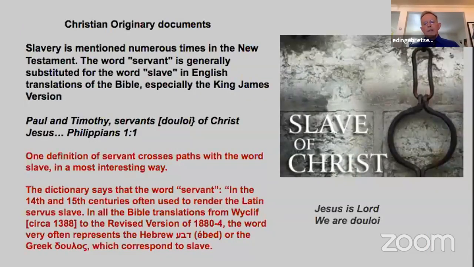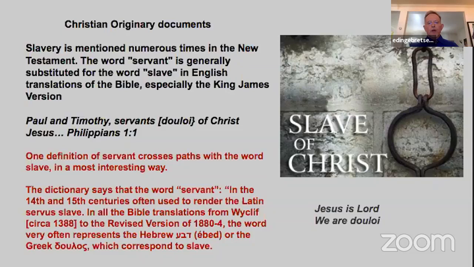In Christian originary documents, the New Testament, the word servant is generally substituted for the word slave in English translations of the Bible, particularly the King James Version. And I don't quite understand always why. James was sensitive around using the Greek word, slave, which it was. Paul and Timothy, for example, he translates as servants of Christ Jesus when the word is slave of Christ, so that the definition of servant crosses paths with the word slave in a most interesting way.